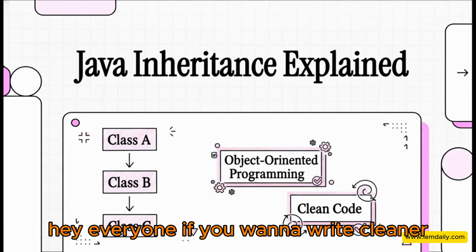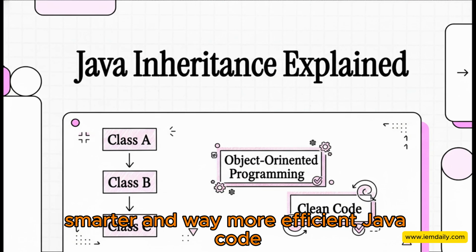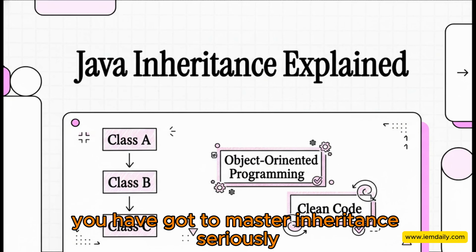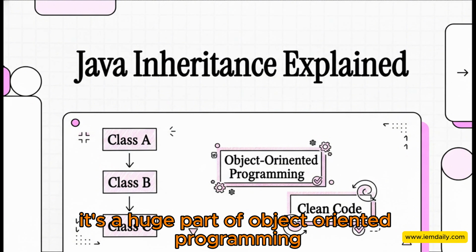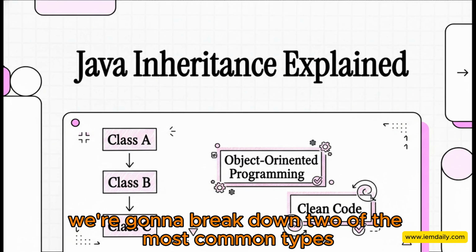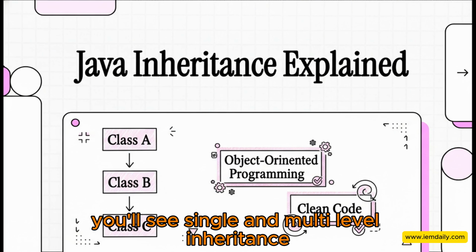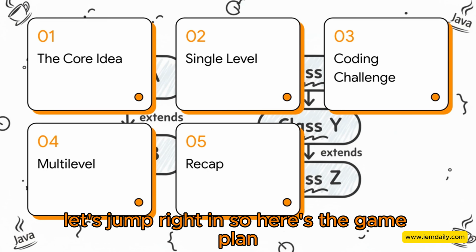Hey everyone, if you want to write cleaner, smarter, and way more efficient Java code, you have got to master inheritance. Seriously, it's a huge part of object-oriented programming. So today, we're going to break down two of the most common types you'll see, single and multi-level inheritance. Let's jump right in. So here's the game plan.